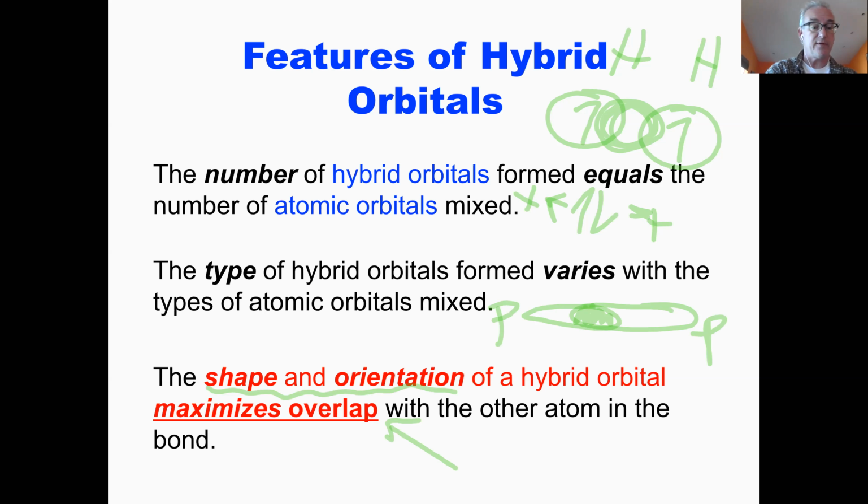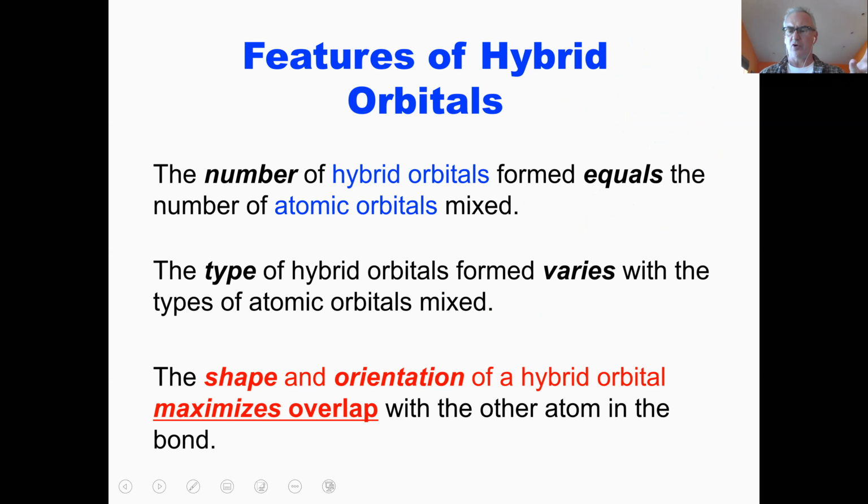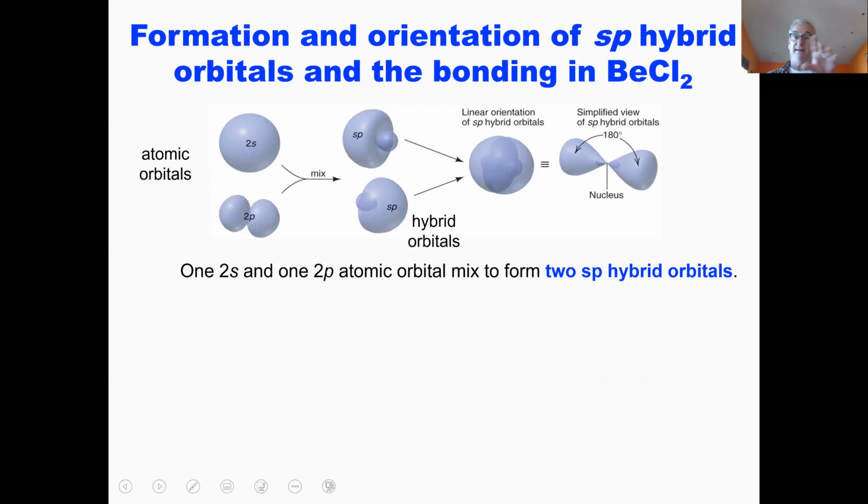So let's have a look at what some of those hybrid orbitals look like. We started with looking at beryllium. Beryllium only has two valence electrons for bonding. Because it only has two valence electrons, it takes one of the 2s electrons and promotes it into a 2p, and then mixes them so that you have two sp orbitals.